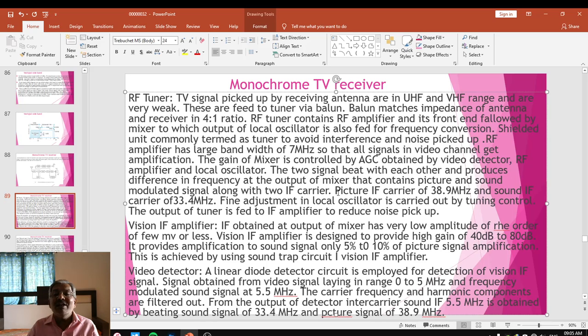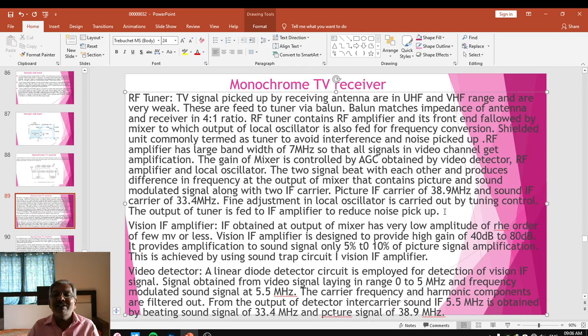along with two IF carriers. The picture IF carrier of 38.9 MHz and the sound IF carrier of 33.4 MHz are produced. Fine adjustment in the local oscillator is carried out by the tuning control. The output of the tuner is fed to the IF amplifier to reduce the noise picked up.